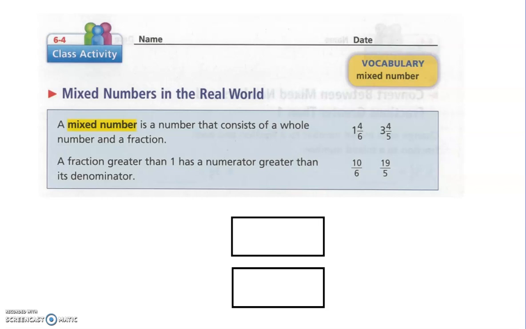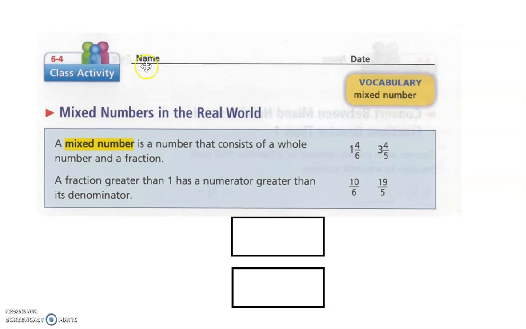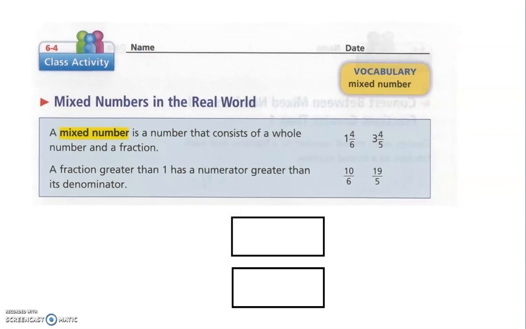All right, guys, we are here today to do lesson 6-4. 6-4 is a lesson on something called mixed numbers. And mixed numbers are pretty neat because what we've mostly been dealing with so far are actually fractions less than 1, and mixed numbers help you deal with fractions that are greater than 1. So a mixed number definition right here says it's a number that consists of a whole number and a fraction.